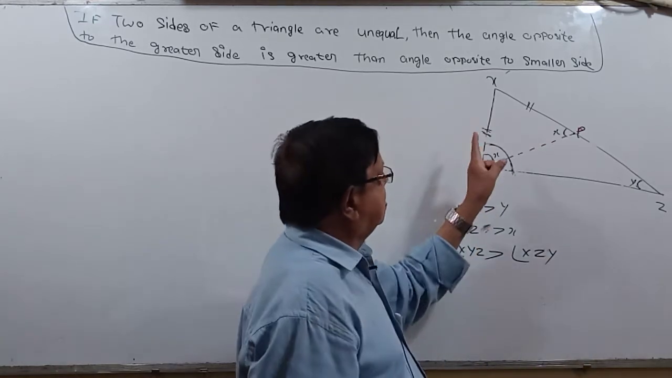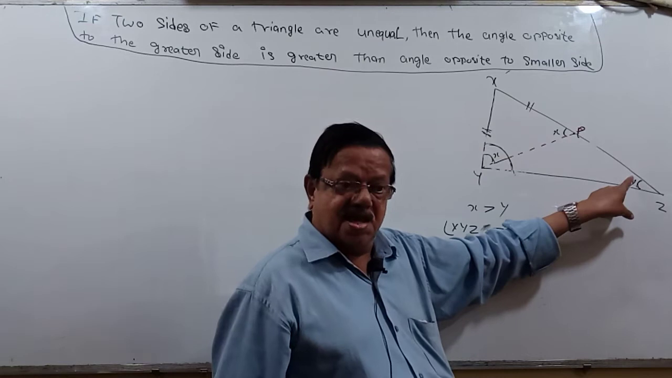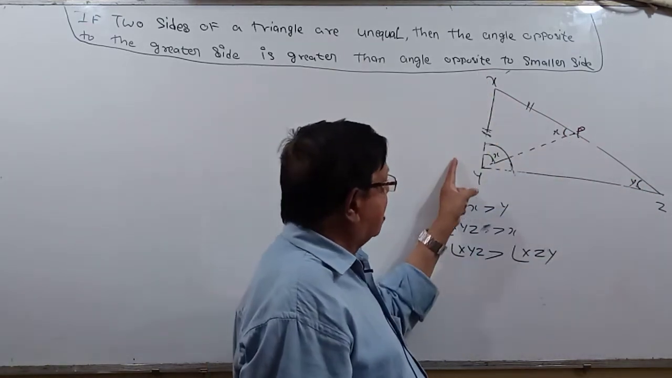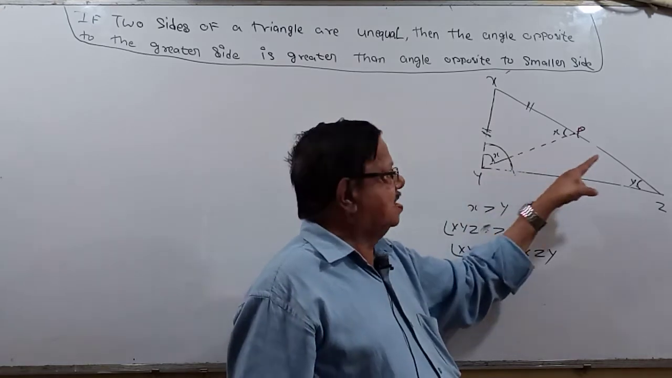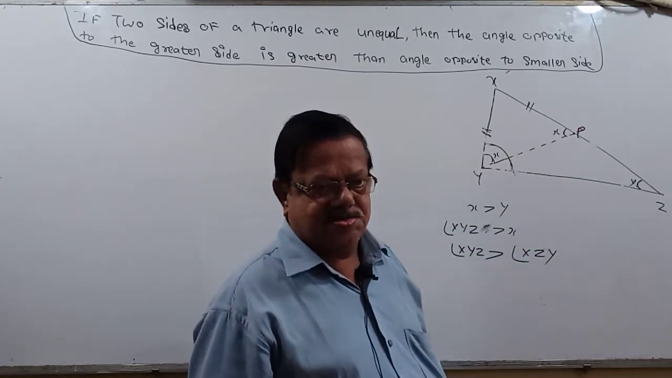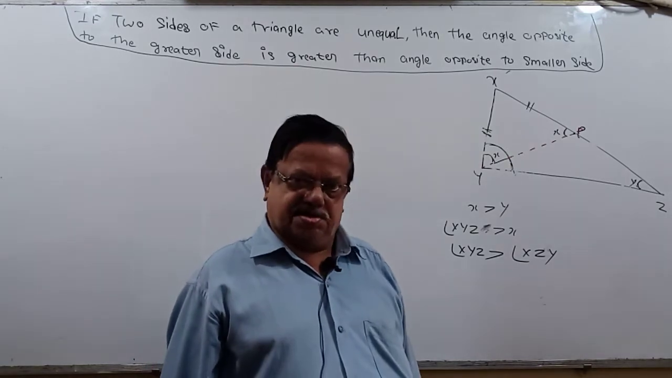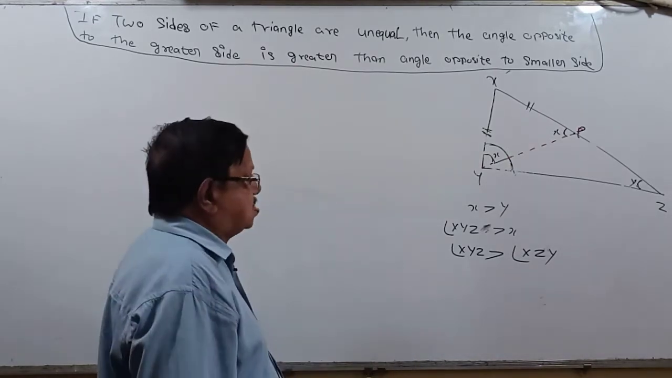उसका मतलब this angle is greater than this angle. We have proved that if this side is greater than this side, this angle is greater than this angle. Nice little theorem. Angle opposite to greater side is greater. Let's go to the next one.